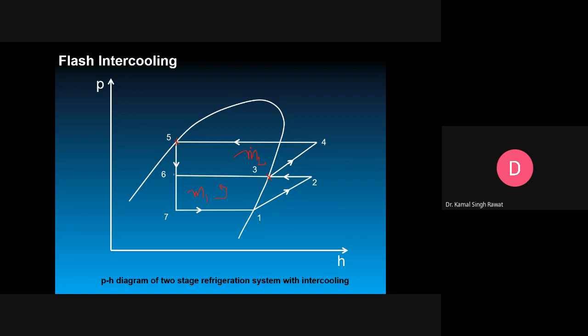So 5 to 6 is with a mass flow rate of m2 minus m1. There is a 5 to 6 isenthalpic expansion, and the other process 5 to 7, which is also an isenthalpic expansion, is with the mass flow rate of m dot 1. At point 7, we have a liquid plus vapor mixture, which enters into the evaporator, where it absorbs heat from the low temperature and produces the refrigeration effect. So this is the working of the flash intercooling.